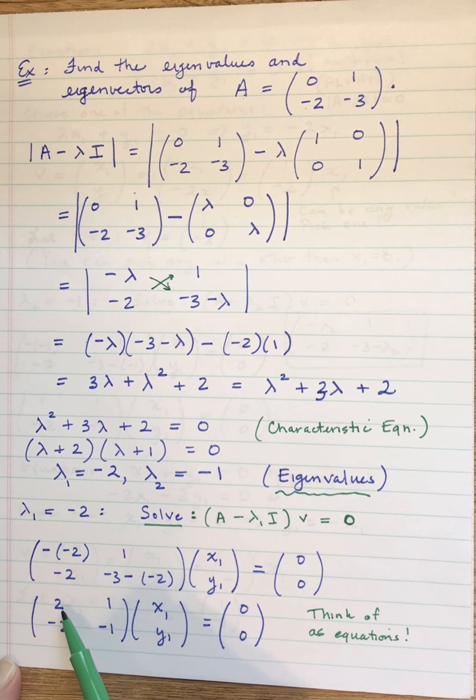So when you simplify, you get 2, you get 1, negative 2, and a negative 3 plus 2 gives you negative 1. And let's think about these as equations. That's all they are.